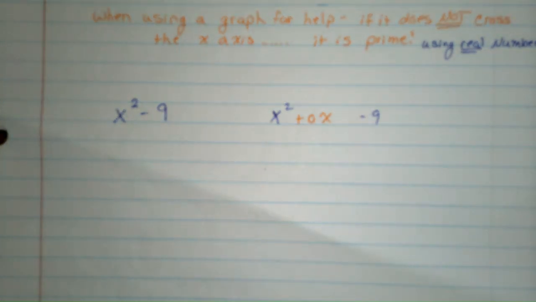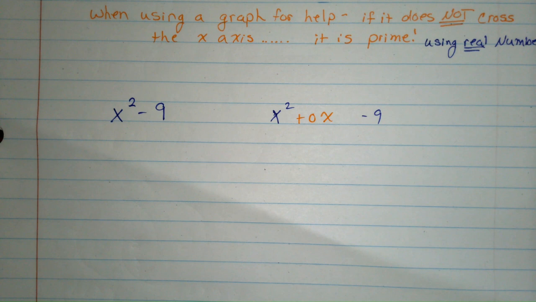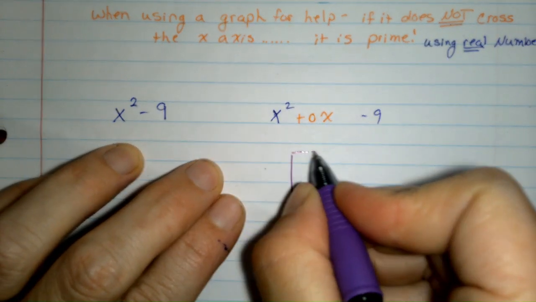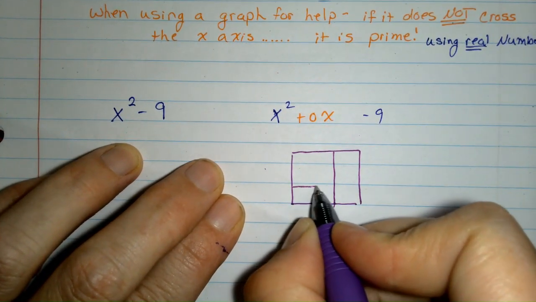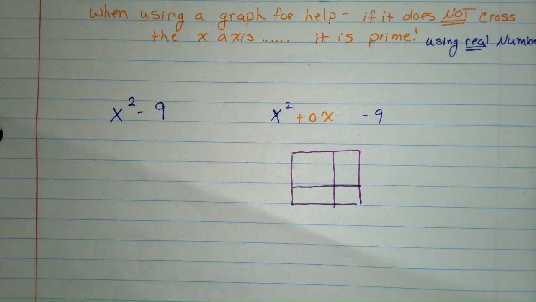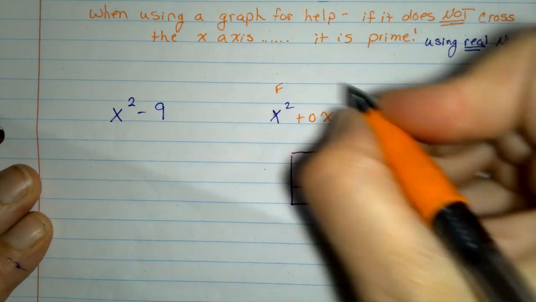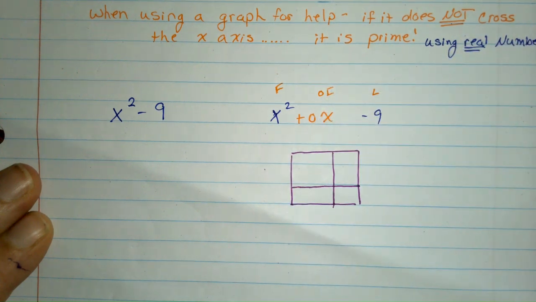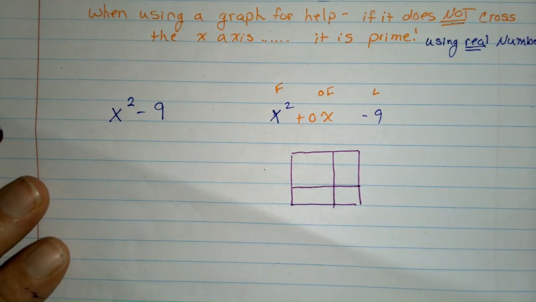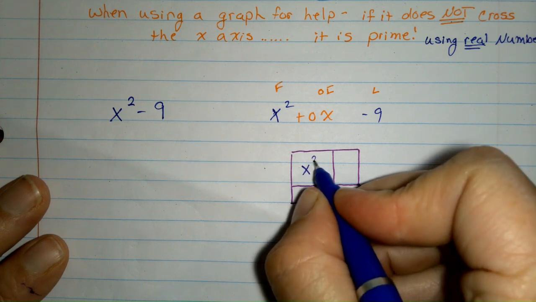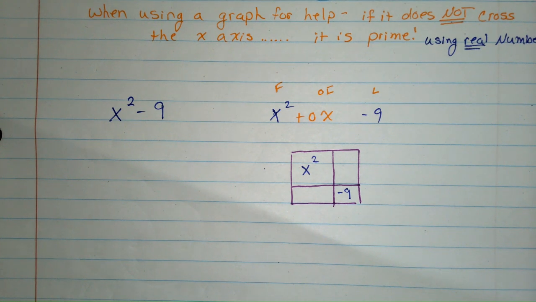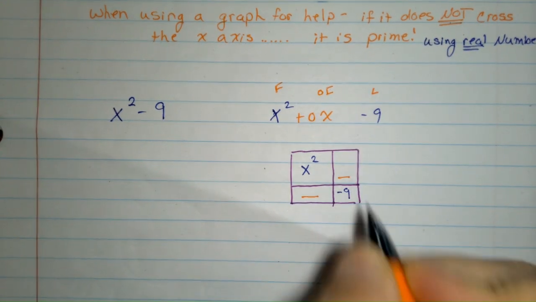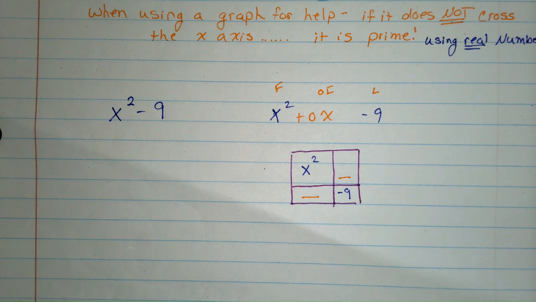which means that when we think about that grid, I'm going to go ahead and draw that box. And remember, this was the first, this was the last, this was the outside and the inside smashed together. So the first thing was x squared, the last thing was -9. But when this and this smashed together, they canceled out.